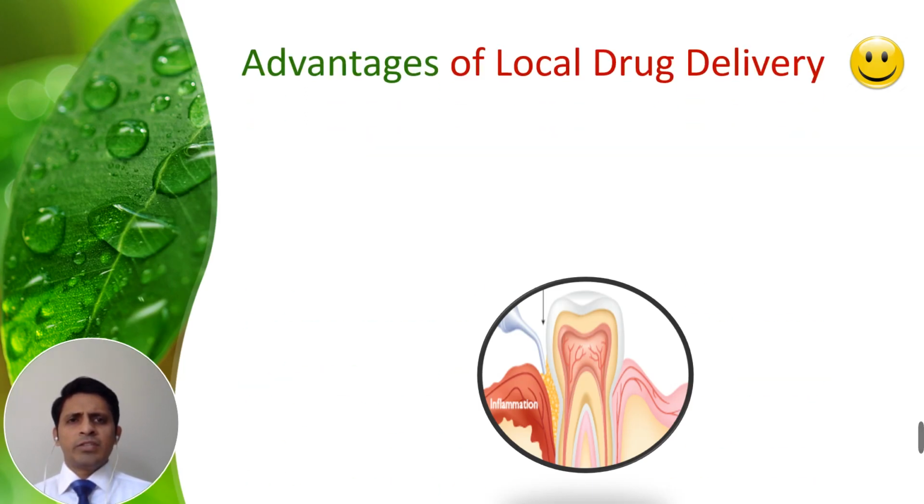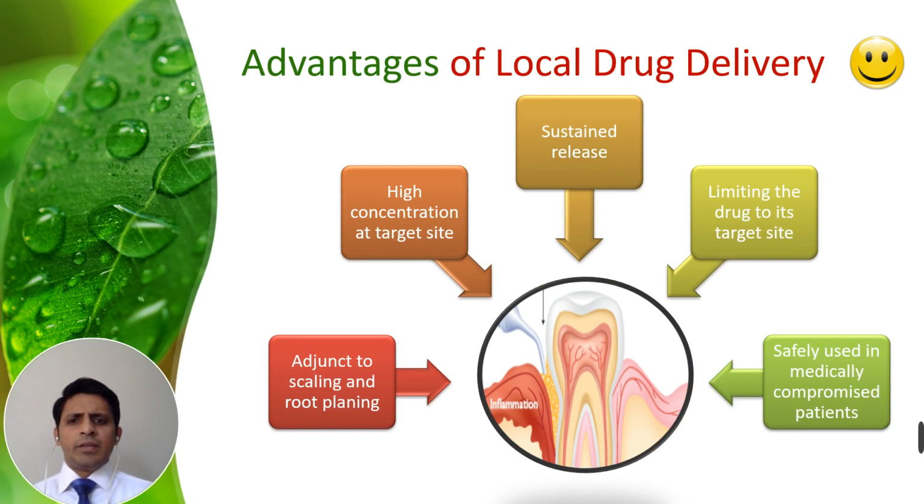The advantages of local drug delivery over the systemic route are, first, it can be used as an adjunct to scaling and root planing. It provides high concentration of the drug at the target site. It causes the sustained release of the drug at the target site. It limits the drug to its target sites and it can be safely used in medically compromised patients.